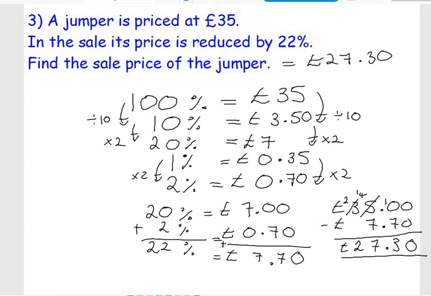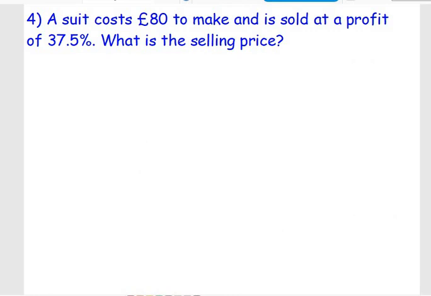So, finally, last example, a suit costs £80 to make and is sold at a profit of 37.5%. What is the selling price? So, when you're working out 37.5%, there's a couple of different ways that you can work it out. But the easiest way to do it, and the easiest link to make, is 37.5% is half of 75%. So if we work out 100% first, we know 100% is £80.